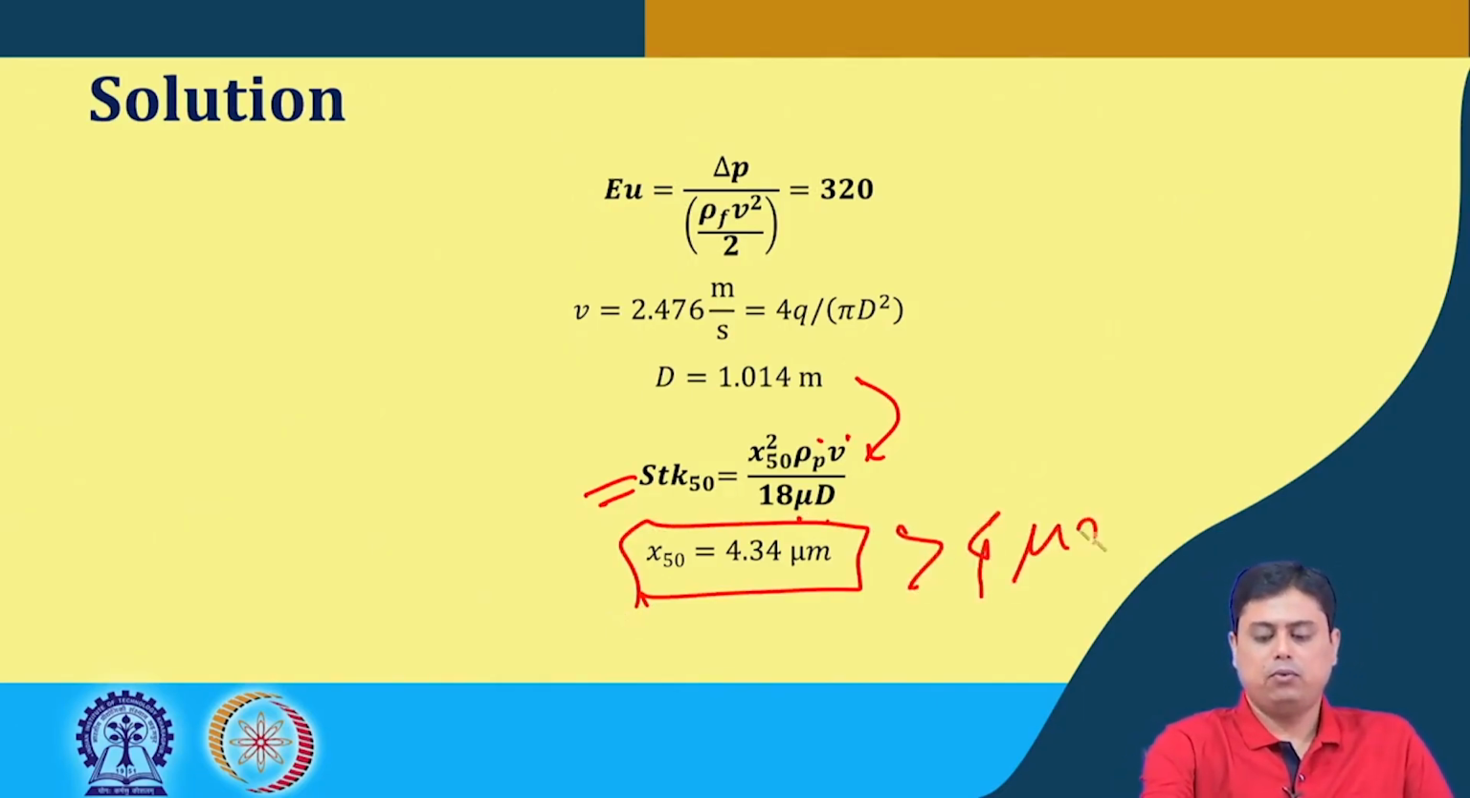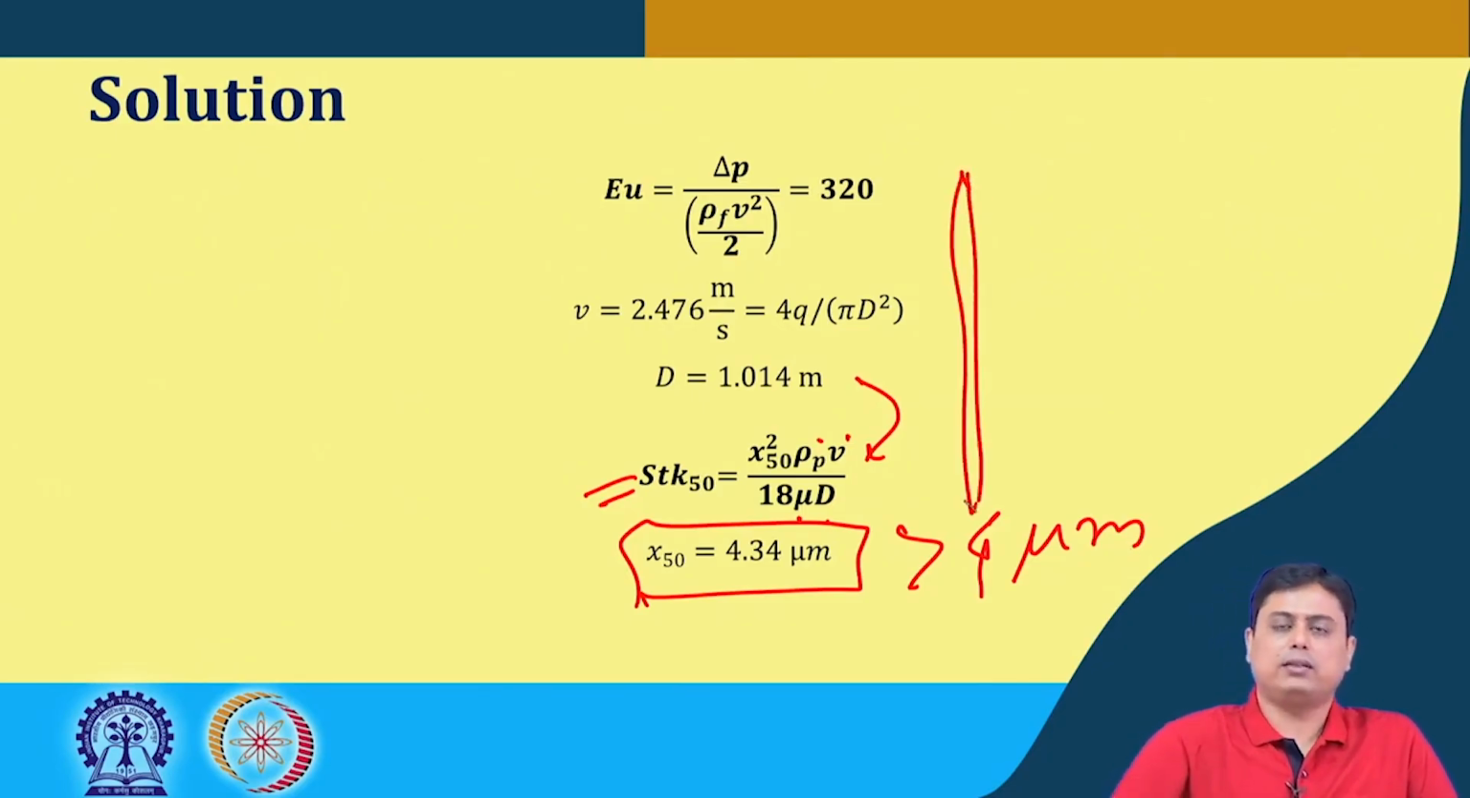We require 4 micron of the particle as the cut size. So, which means this diameter is not sufficient, and this diameter is calculated as if only one cyclone separator is being used, because this whole calculation stands for only one cyclone separator, single in number. So, which means we need multiple cyclone separators.